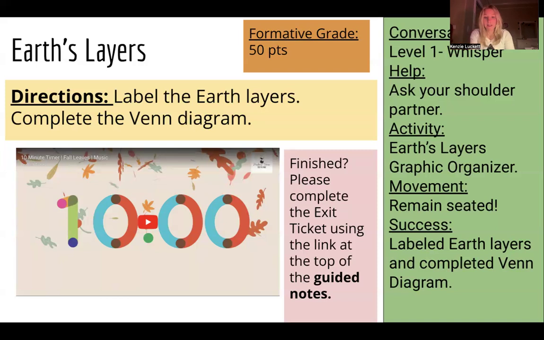And then after you label your layers of the Earth, on the next page of that activity, there's a Venn diagram. And what you're going to do in the Venn diagram is compare what's the difference between the compositional and mechanical layers. And there are some guiding questions on there to help you fill the Venn diagram out. So that's what you should be doing after watching this video. If you don't understand anything, go ahead and go back and watch. This video is here for you to watch as many times as you need. So, all right.